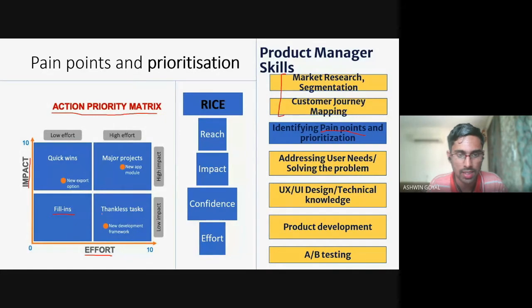Second is a thankless task, which requires a lot of effort but has very low impact. For example, a new development framework; they can be very real life examples. Now I think the US built a $17 billion bridge somewhere, which was widely criticized, and that was just like a thankless task. It was a $17 billion bridge, but it remains empty. Only 2 or 3 vehicles pass through that bridge in 1 hour or so. So that was a thankless task.